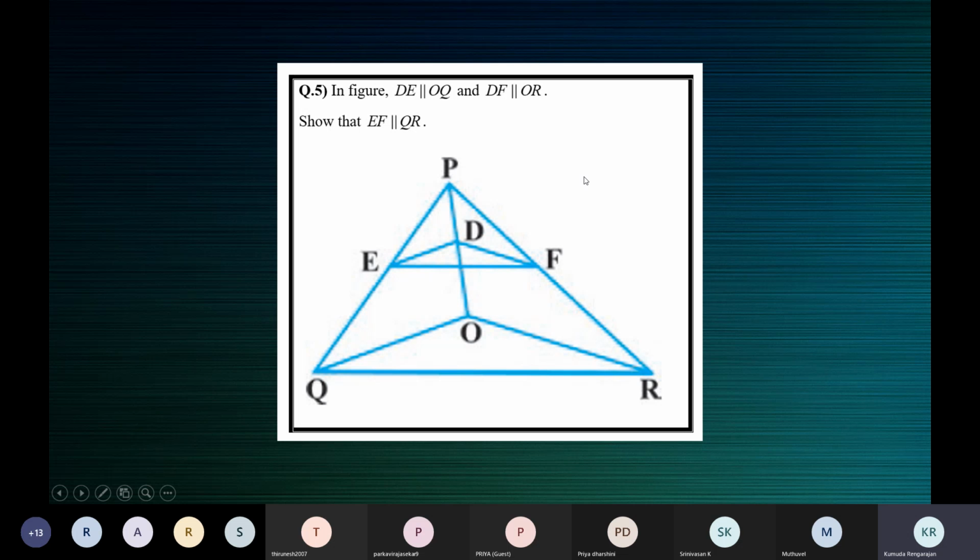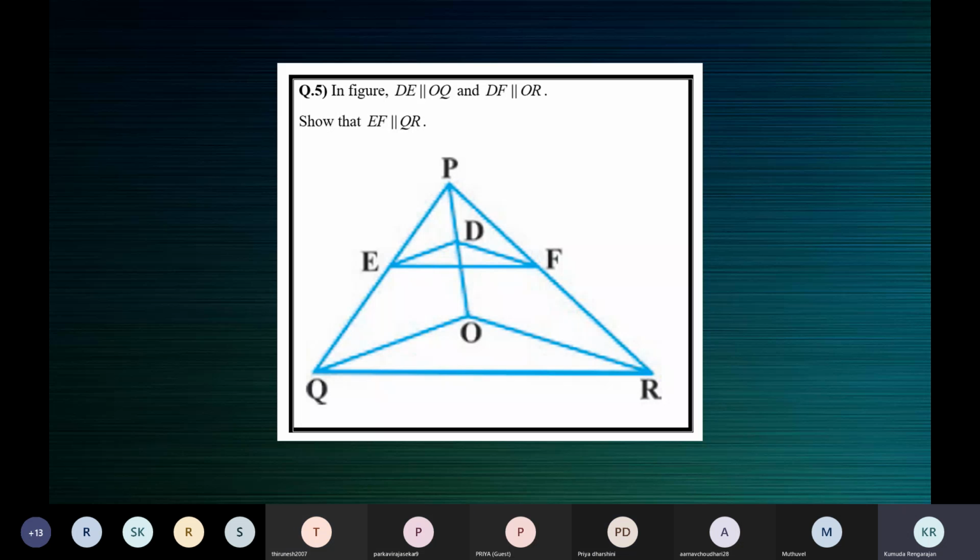Yeah. So tell me the triangles. POQ and POR. Yeah, the triangles which we have to take up are POQ and POR. And which is the side common to both the triangles? PO. PO is the side common.